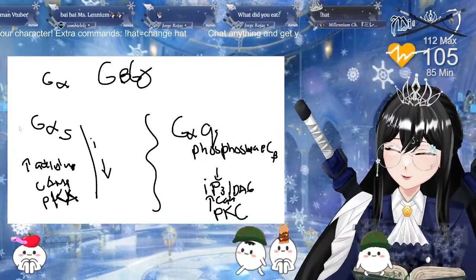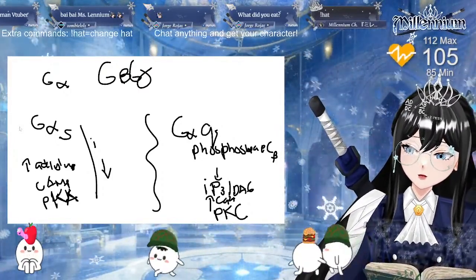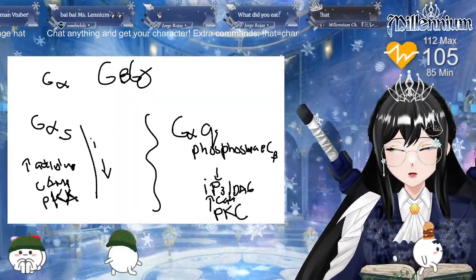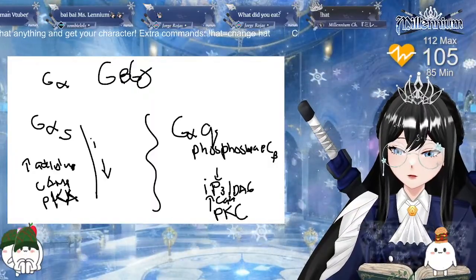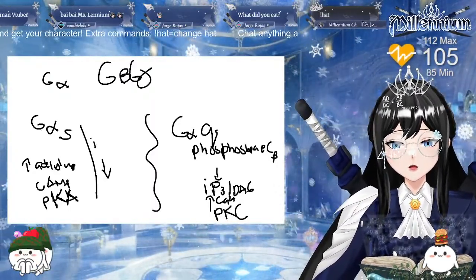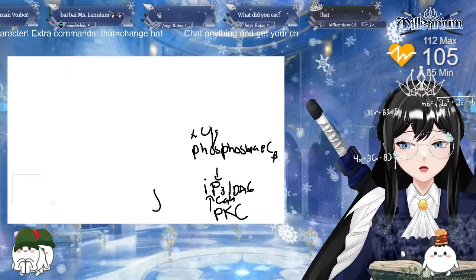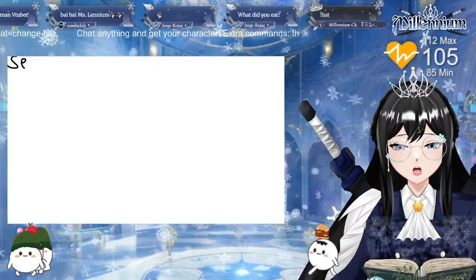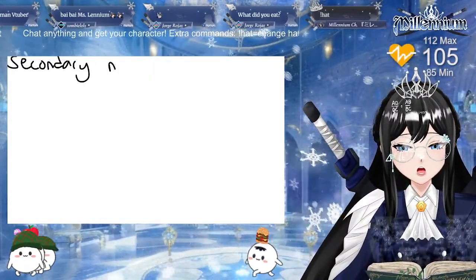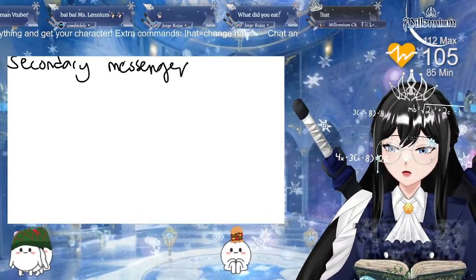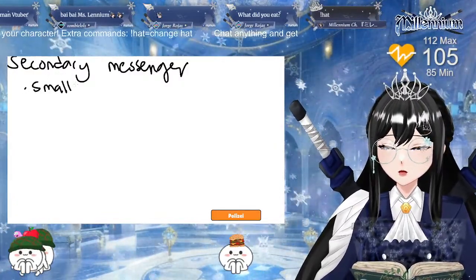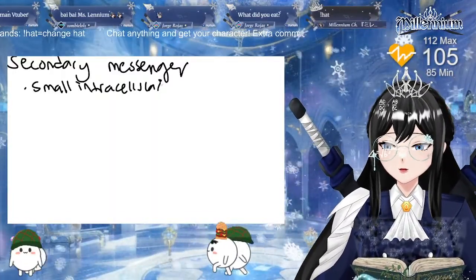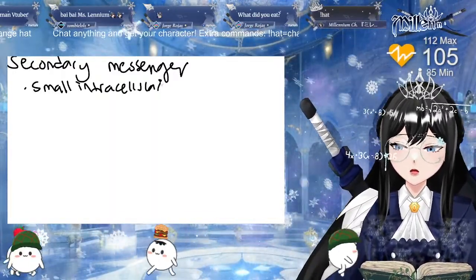Okay. So the next one is just the secondary messengers. Secondary messengers. These are small intracellular molecules that are formed or released for activation in response to the signal.